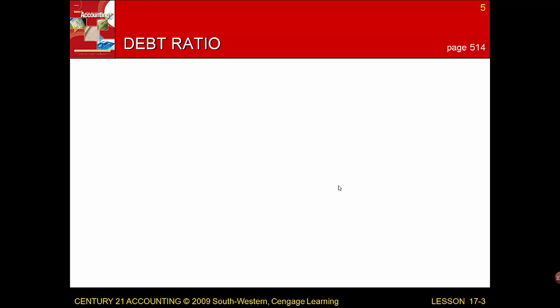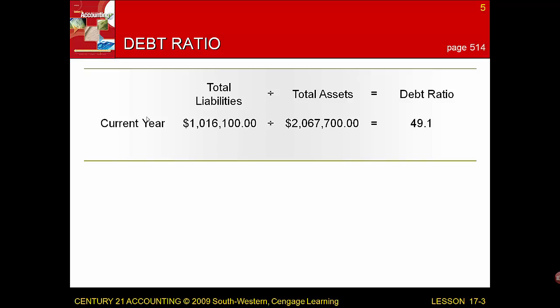So here's our first one, debt ratio. This ratio is found by dividing total liabilities by total assets. When we calculate it, we have our total liabilities divided by total assets, which will give us a debt ratio of 49.1. What does that mean? That for every $1 of assets owned by Hamilton, the company has borrowed 49.1 cents. So for every dollar that they own, they borrowed 49.1 cents.